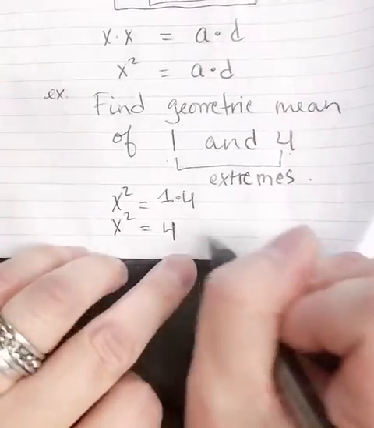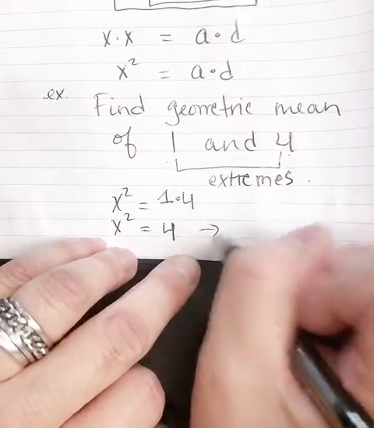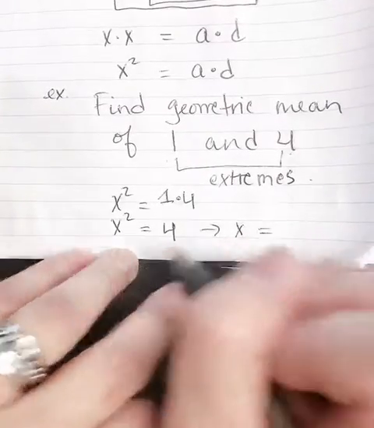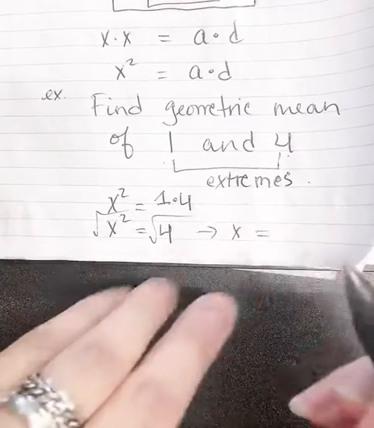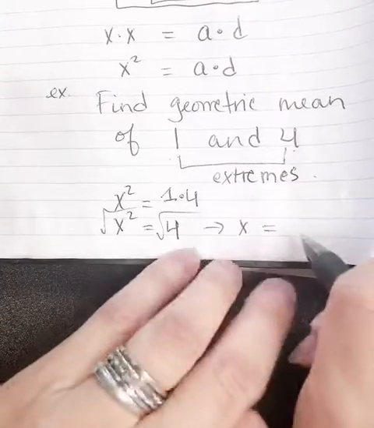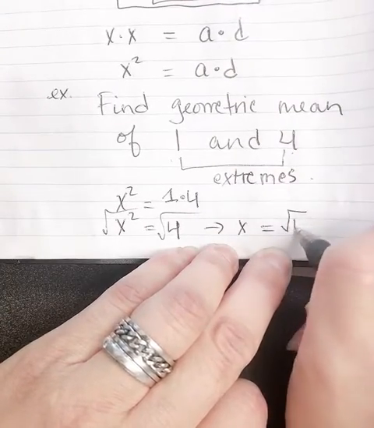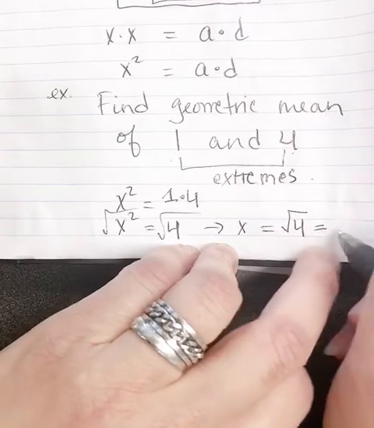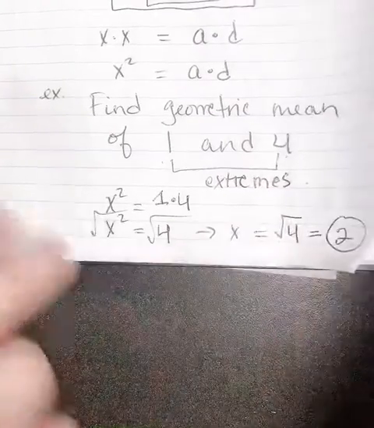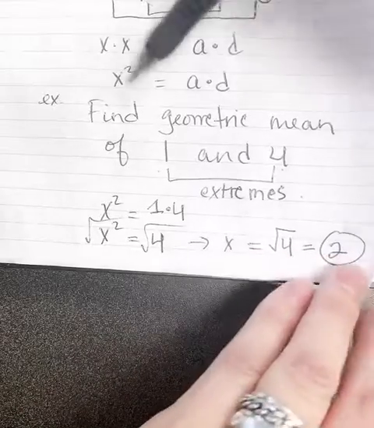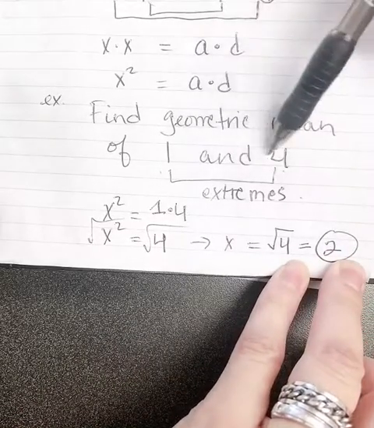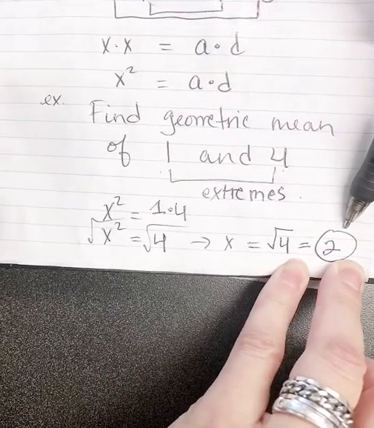And I need to solve for X, right? In order to solve for X, I need to take the square root on both sides, okay? And I will end up with X. So I will have X equal to the square root of 4, and the square root of 4 happens to be 2. So to answer this question, the geometric mean of 1 and 4 would be equal to 2, okay?